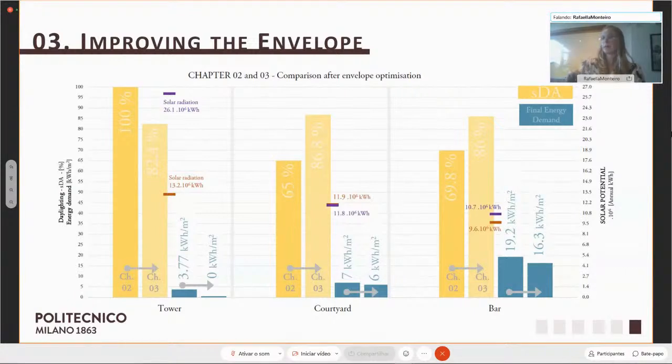It's important to remember here, the tower became an energy plus building, which is a significant thing. Then for the courtyard, we have a very, very low final energy demand, which means that with further optimization, this might become a zero energy building. And the bar is still the least performing typology, even after optimization.